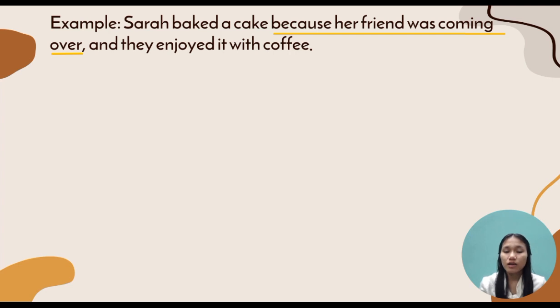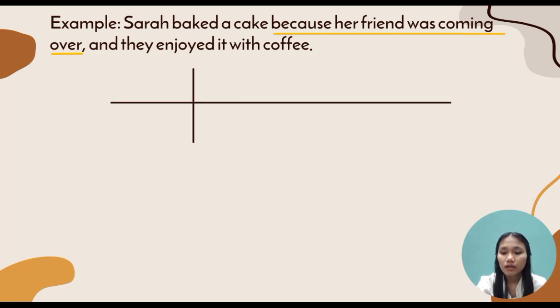So, "and they enjoyed it with coffee" is our independent clause that has a coordinating conjunction. So again, in diagramming, we are going to make use first of our independent clause, and it should be written using a horizontal and vertical line. So again, Sarah should be put on the left corner of our diagram, and bake should be written on the right corner of our diagram.